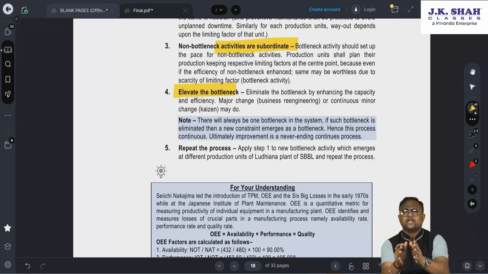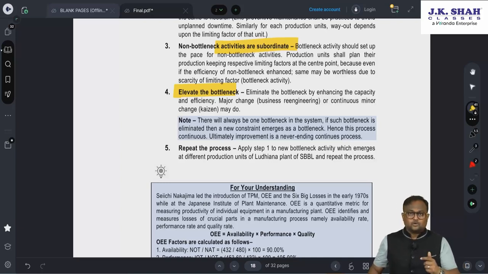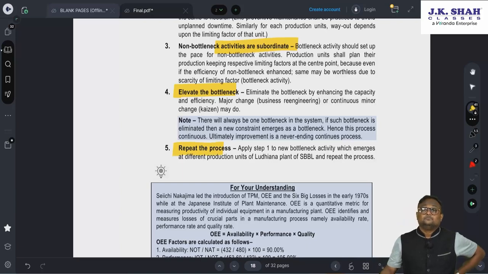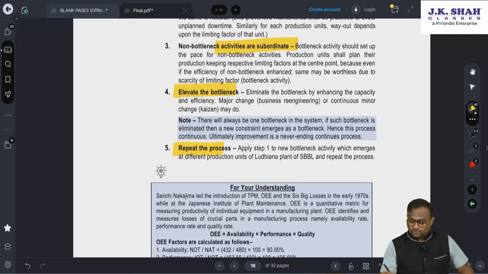You need 600 hours, you have 500 hours. That is why there is a bottleneck. Okay, then instead of capacity of 500, get it increased to 600, your problem can be solved. And then repeat the process. If you repeat this, you will never be facing a problem of availability. So that was question number 2 for you guys. Let's go to question number 3.